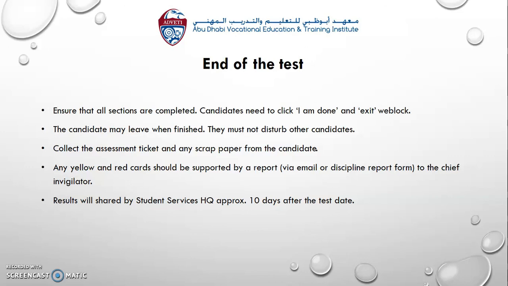Any yellow or red cards should be supported by a report, so if you did have an incident, make sure it's written via email or on the ticket or in a report form to the Chief Invigilator. If students do ask about the results, they're usually shared with student services 10 days after the test date. Okay, that's it. Good luck with the invigilation.